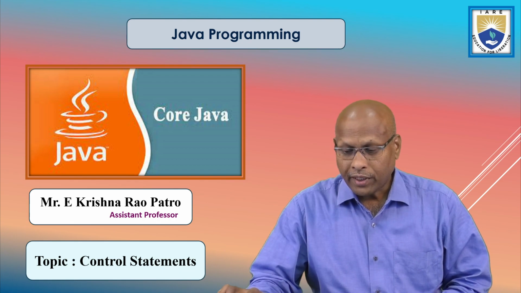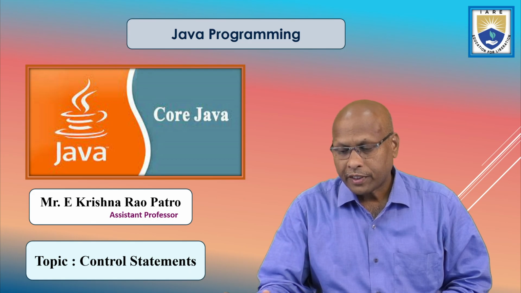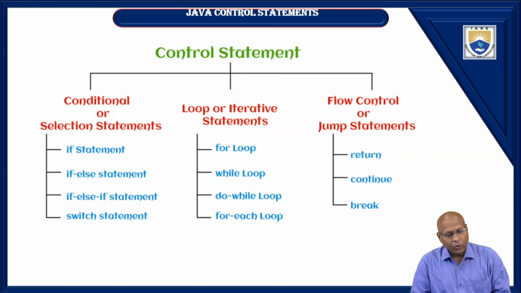There are various types of statements. One is conditional control, second is looping control, third is flow control or jump statement. So Java supports these three varieties of statements. First one is conditional control. This conditional control is also known as selection statement. This conditional statement is also known as decision making statement.